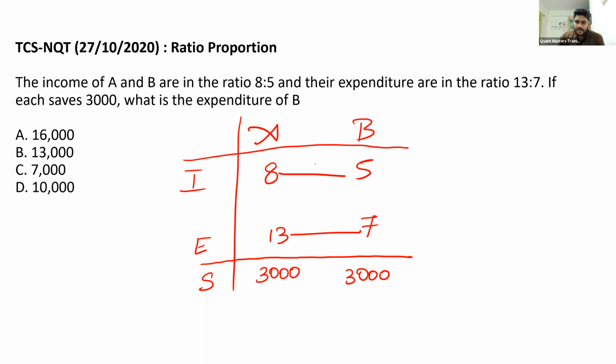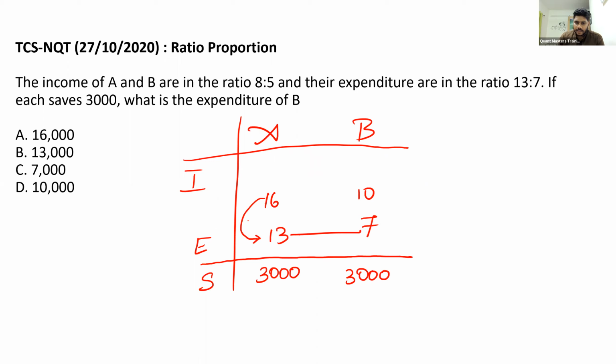Sir, here difference is 3. Here difference is 6. Now LCM of 3 and 6 is nothing but 6. 3 2s are 6, so multiply this ratio by 2. 8 2s are 16. 5 2s are 10. Now see, I'll cancel this. 16 is becoming 13. So income is 16, expenditure is 13.